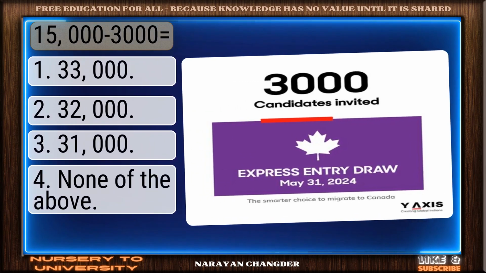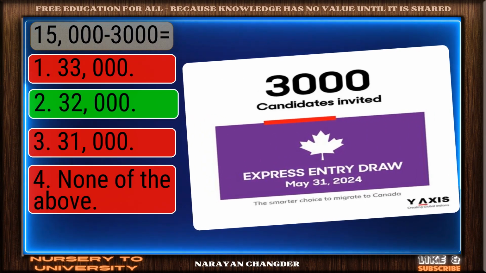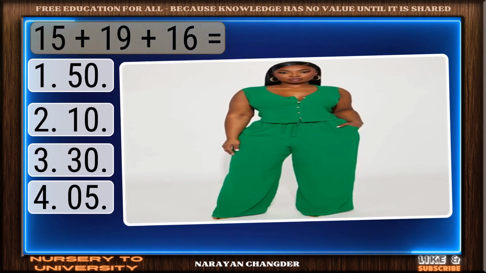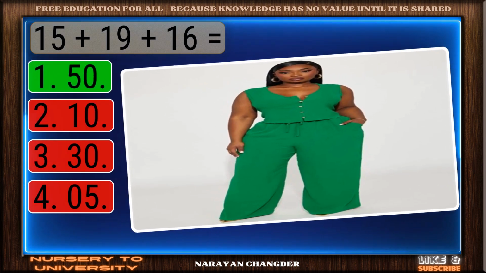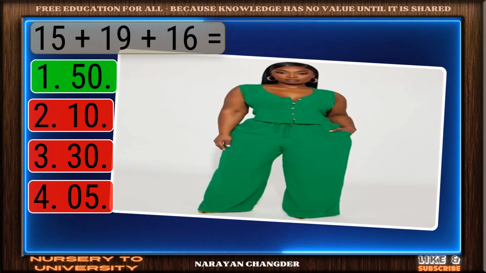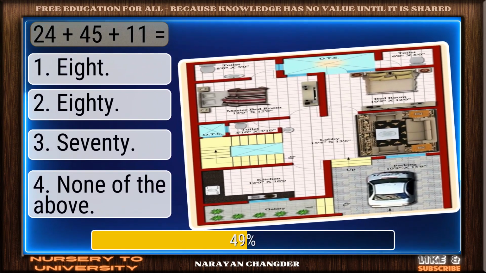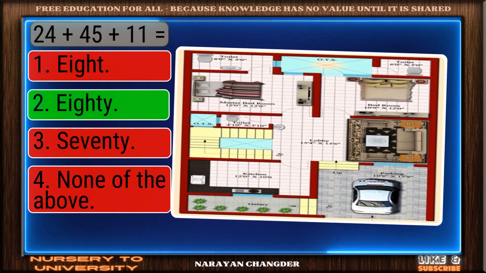15,000, 3,000 equal to? Valid point. 32,000 is true. Plus 19 plus 16 equal to? You got it. Your choice 50 is right. Plus 45 plus 11 equal to? Strong choice. 80 is the right answer.